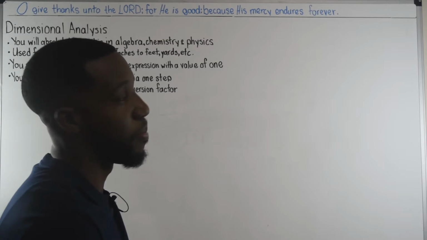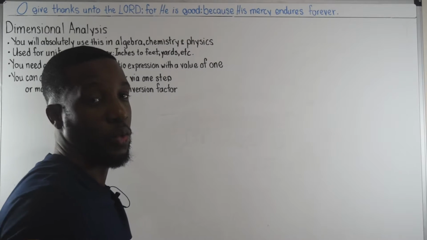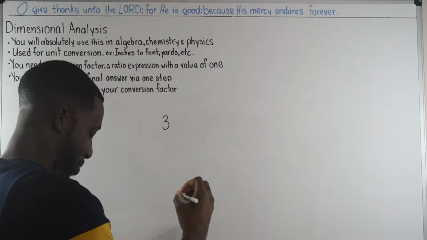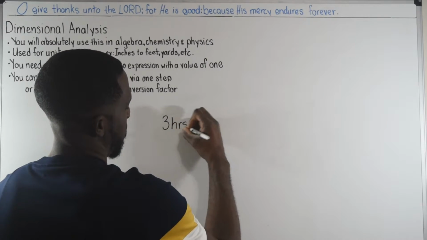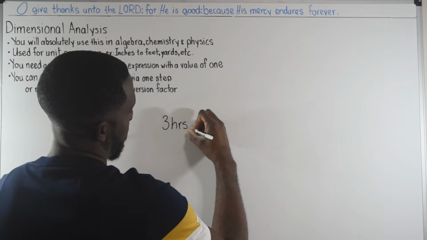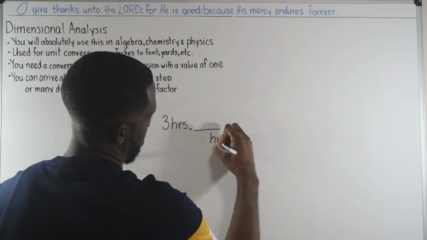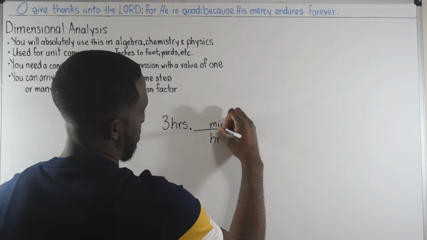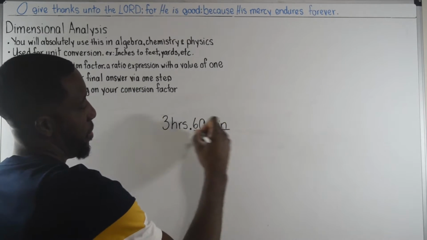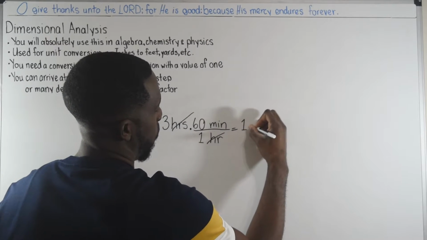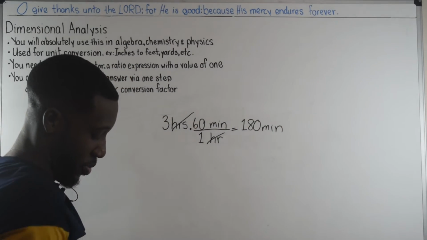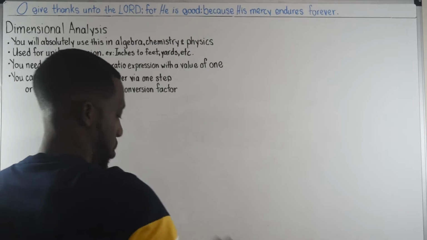Now let's talk about time, okay? Time is something that we all wish we had more of. So now I have 3 hours, and I want to convert this to minutes. I would say I have my hours right here and I have my minutes right here. So 1 hour, there is 60 minutes. So I can cancel out my units right here. So I have 180 minutes in 3 hours. That's simple. Okay, let's do another one.